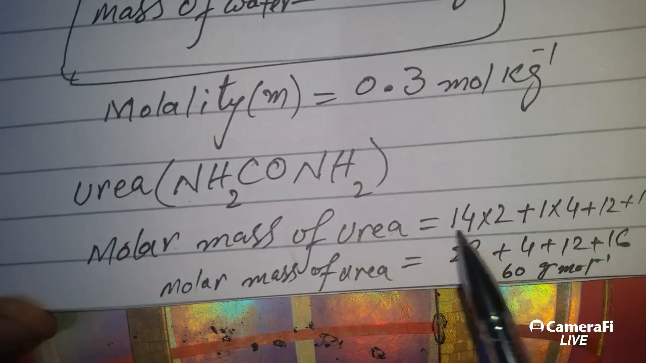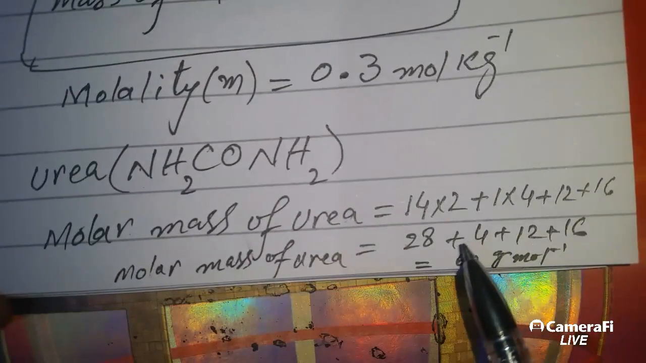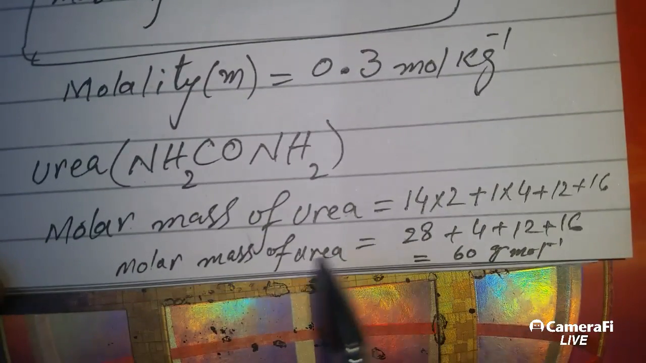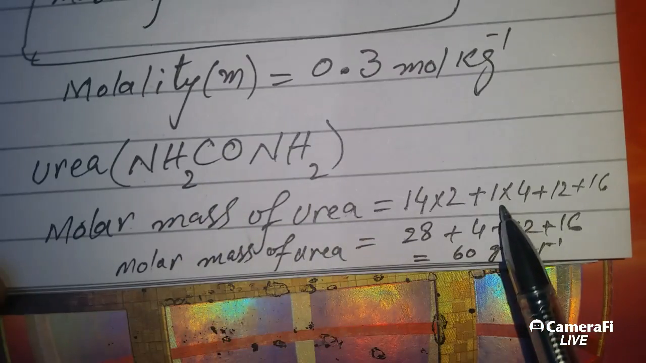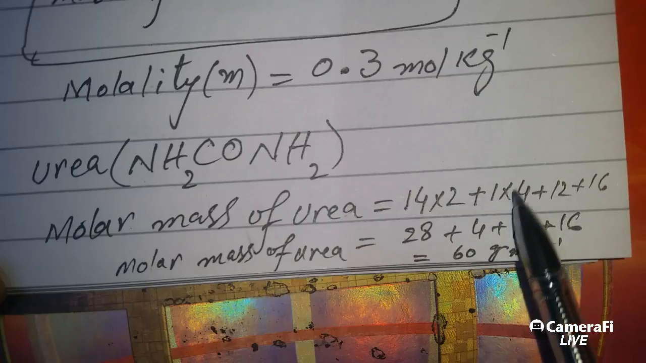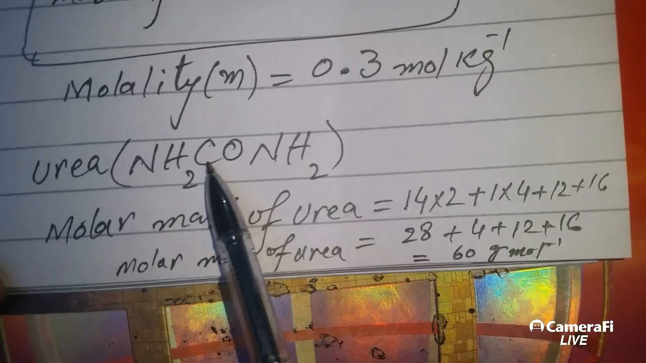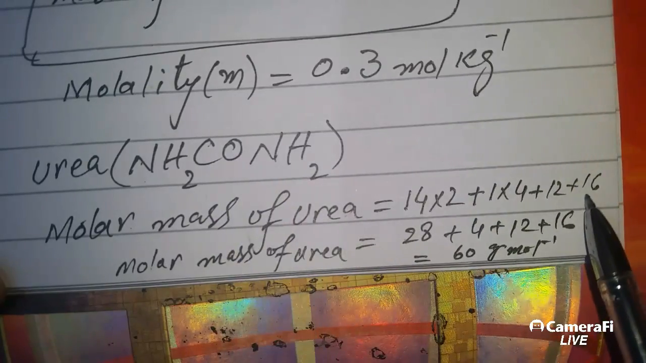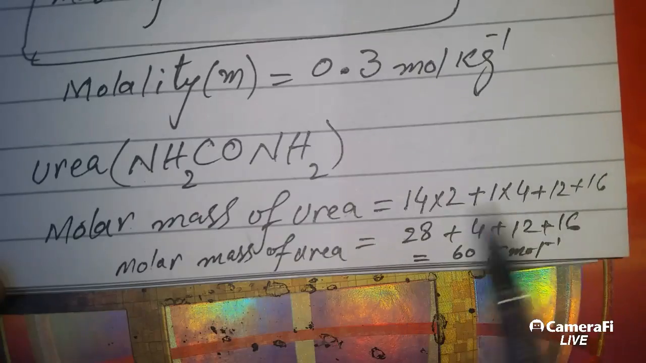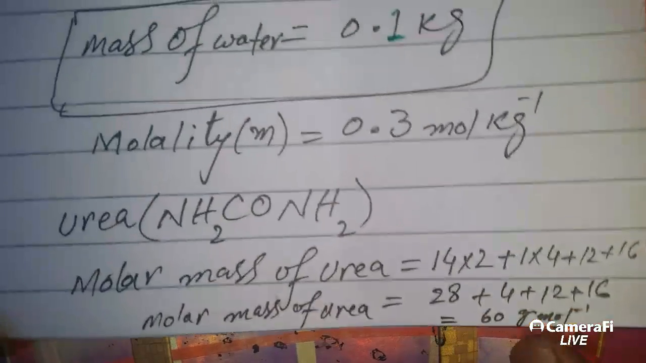The atomic mass of nitrogen is 14, and we will multiply it by 2 because we have 2 nitrogen atoms. Next we have 4 hydrogen atoms. The atomic mass of hydrogen is 1. We will multiply it by 4. Then we have carbon, its mass is 12. Then we have oxygen, its mass is 16. After adding all these numbers, we get 60 grams per mole, which is the molar mass of urea.